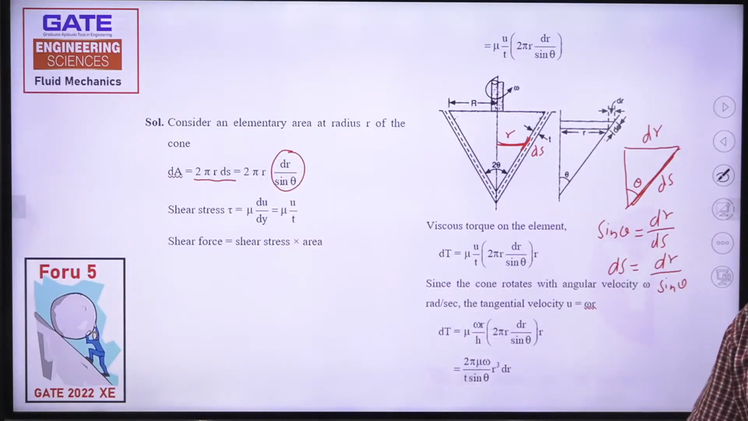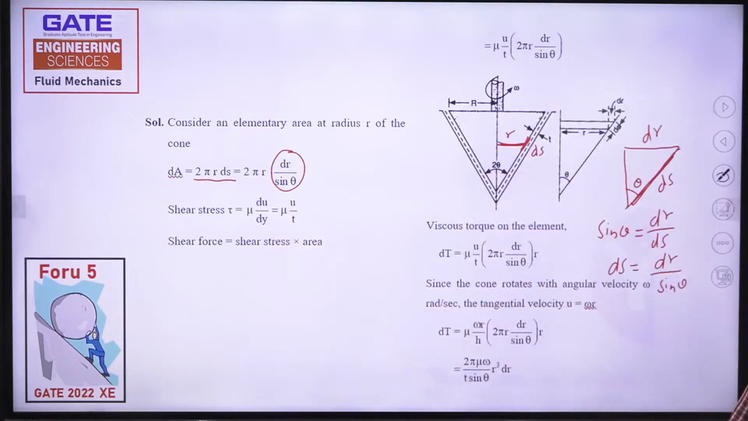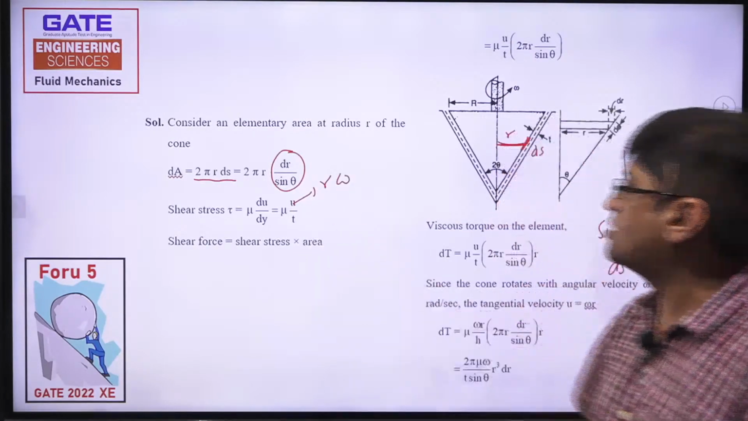Now what will be the shear stress? This is mu, the dynamic viscosity, times du by dy. And what is du by dy? Let us say the velocity here is u, which can be found as r into omega. So this u is nothing but r into omega, and t is the thickness given here.